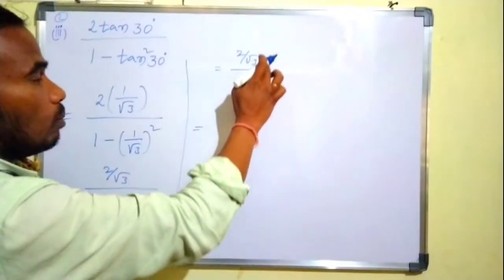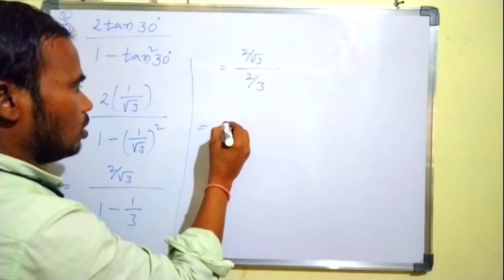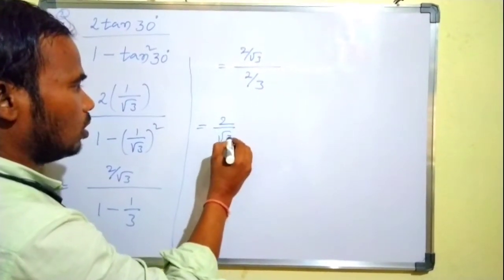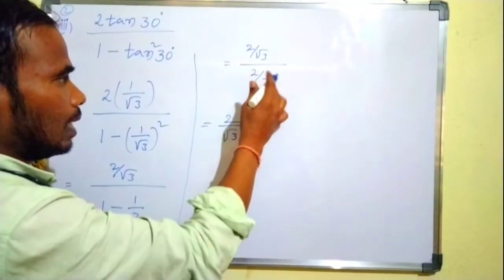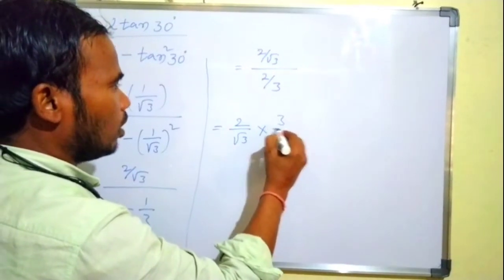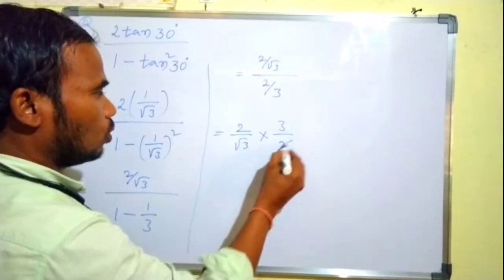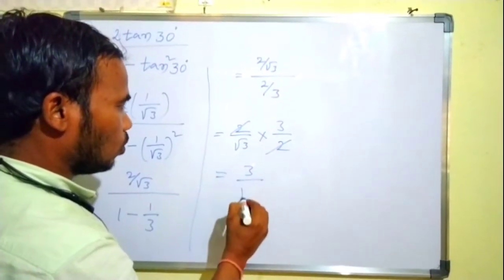So it is a numerator fraction, denominator fraction. The numerator fraction is equal to 2 by root 3. This is the denominator fraction, you can convert it to a reciprocal. Reciprocal means 3 by 2. So 2 cancel. Finally it is 3 by root 3.